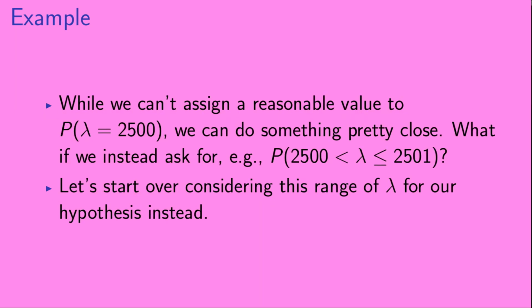Now, while we can't assign a reasonable value to the probability that lambda equals 2500, we can do something pretty close. What if we instead ask, for example, the probability that lambda is between 2500 and 2501? Let's start over considering this range of lambda for our hypothesis instead.